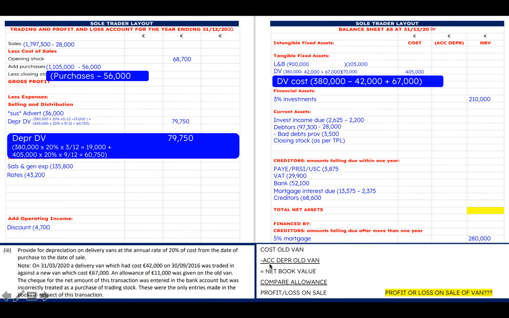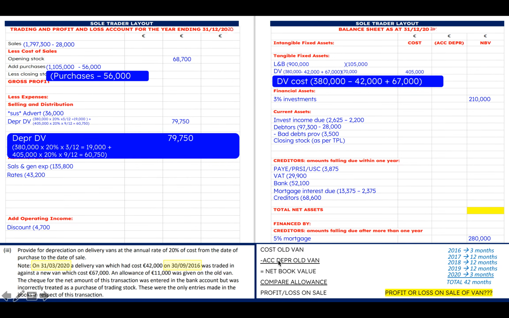This is probably where students make the biggest mistake, so we need to be very careful here. The old van was bought on the 30th of the 9th, 2016, and it was sold on the 31st of the 3rd, 2020. So we need to work out how long they had this old van for. I really want you to write this out. In 2016 they had it for 3 months, 2017 for 12 months, 2018 for 12 months, 2019 for 12 months, and 2020 for 3 months. Overall that is 42 months, or 3.5 years.